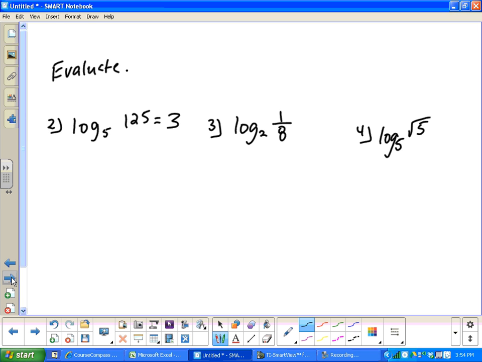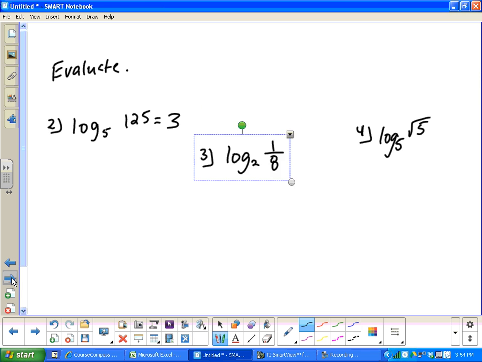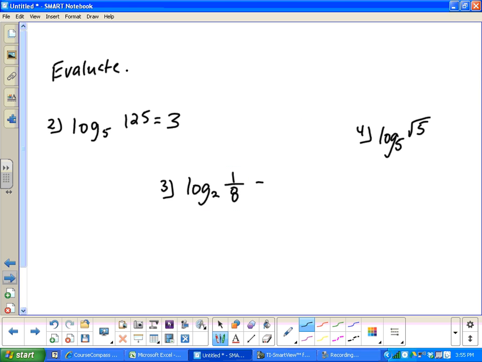And now for number 3, now this one has a fraction. And so what I'm going to focus on here is just the 8 part. So 2 to the third would be 8. Now, because that's 1 over 8, I just need to make that negative 3. Because here I'm going to use this property here. If we say x to the negative 3 power, this means 1 over x cubed.